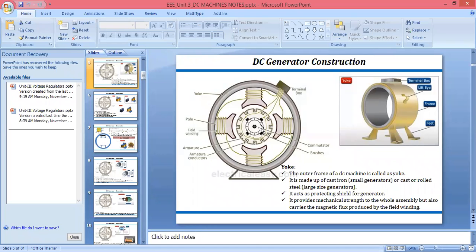Then we can see here we are using the circular part. These all are the rotationary part. So what we can say, the commutator, brushes, armature conductors, these all are working as the rotor in the DC machines because these will rotate. And on these armature, we are putting the air gap. This air gap we are putting for the cooling purpose. So we have already seen these constructions in the DC generator and the DC machines.